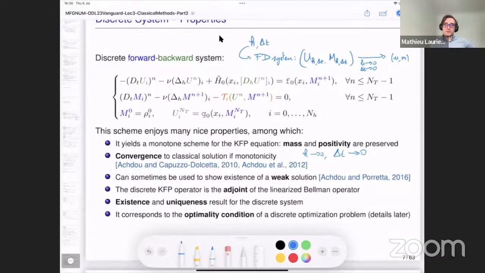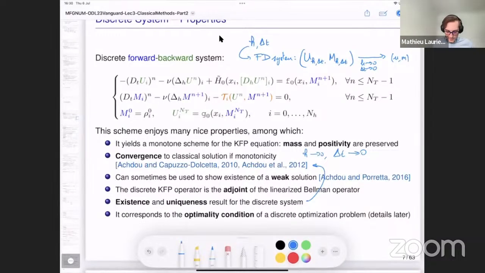So we also respect the properties that the KFP operator is the adjoint to the linearized Bellman operator, and we have existence and uniqueness for the discrete system. Here you can check these works of Achdou et al. And it corresponds to the optimality condition of a discrete optimization problem. I will come back to this later when I discuss the variational point of view.